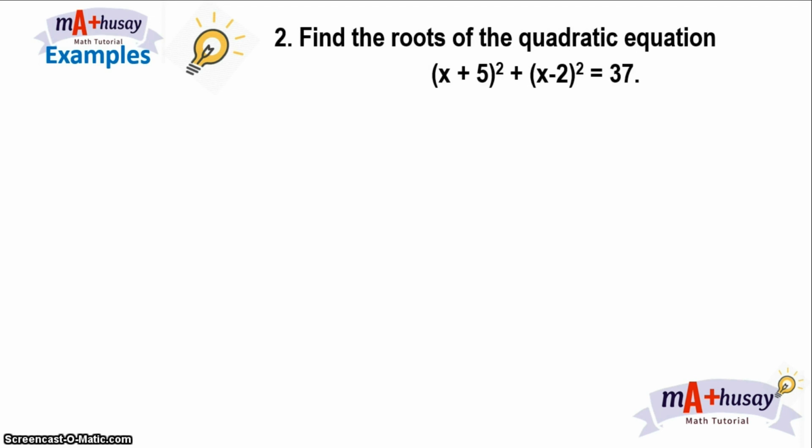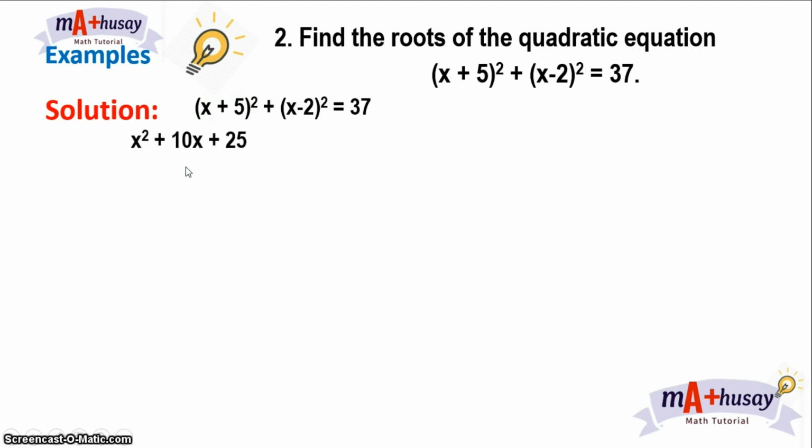Let's take example number 2. Find the roots of the quadratic equation, the quantity of x plus 5 squared plus the quantity of x minus 2 squared equals 37. Now, this equation is not written in standard form. So, to rewrite this, we have to get the square of this expression and the square of this expression first. So, we know that x plus 5 squared is just x squared plus 10x plus 25.